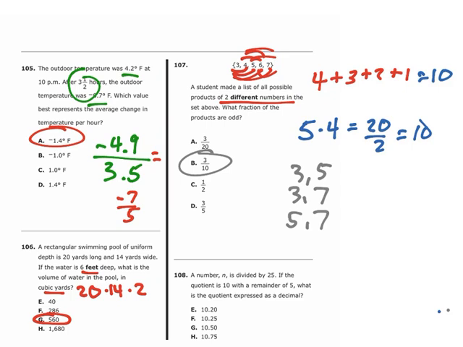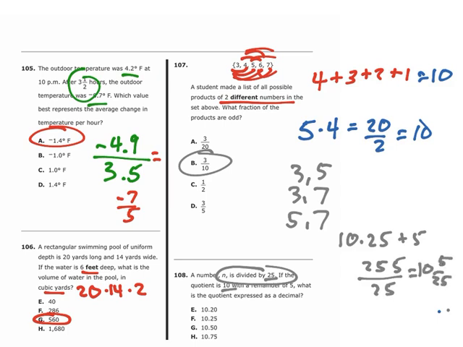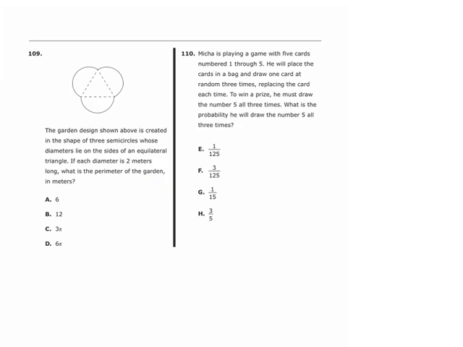All right, 108 is also kind of an odd one. It says the number n is divided by 25. We get a quotient of 10 and a remainder of 5. Okay, so my number must have been 255. That's not so bad. What would happen if we divided by 25 as a decimal? Well, that would be 10 and 5/25ths, which would be 10 and a fifth, which would be 10.2. Which is kind of an unusual question, just not really that hard.